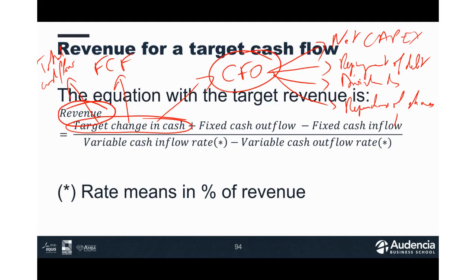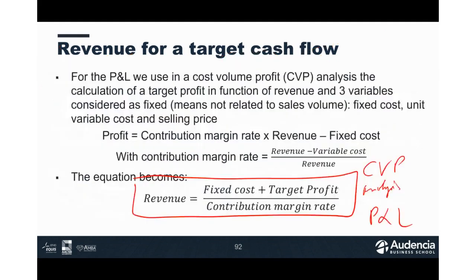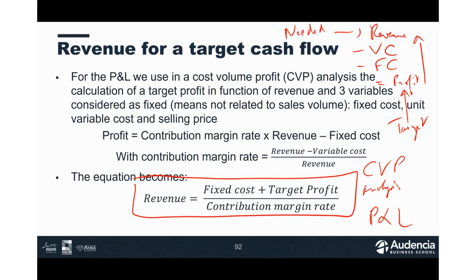So the idea of the CVP analysis is to reverse the P&L. In the P&L, you start from the revenue, minus variable cost, minus fixed cost, you finish with the profit. So from the profit, we want to come back to the revenue. We have a target for the profit. What is needed for the revenue in order to reach the target?